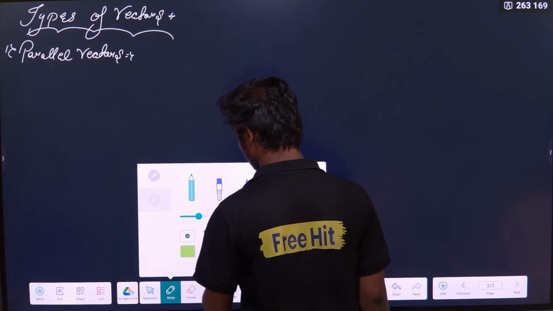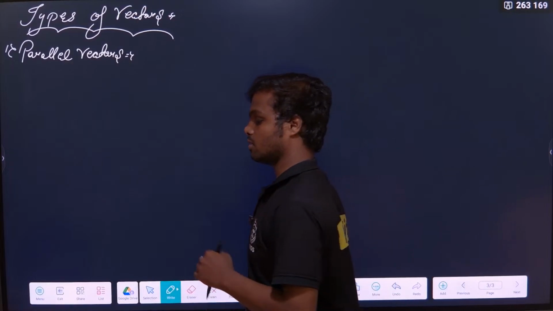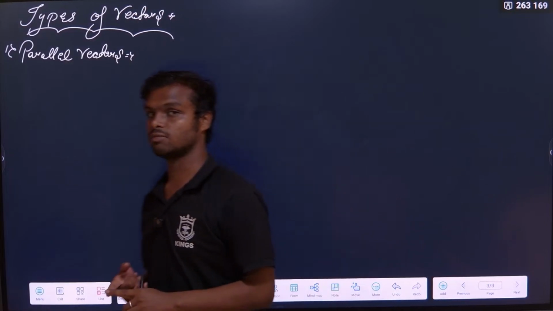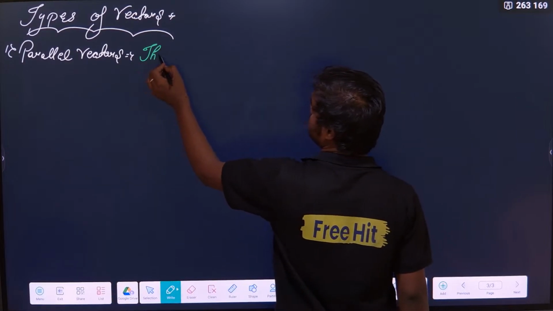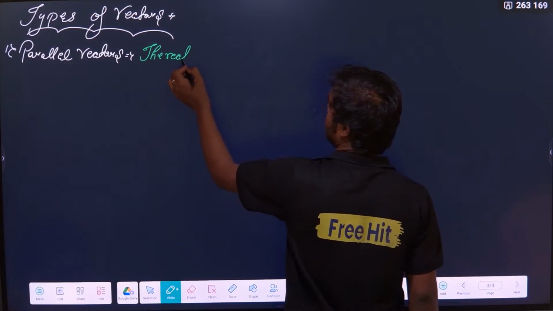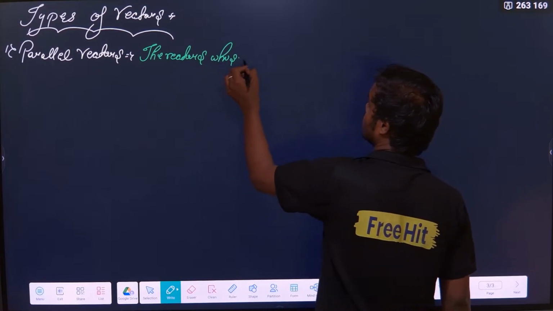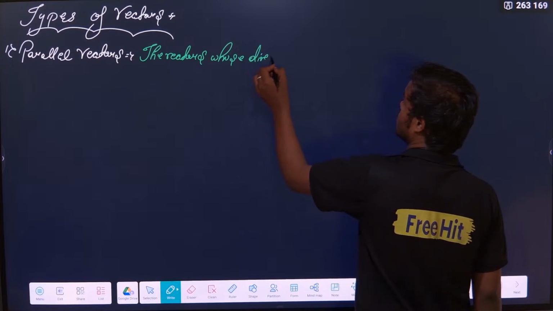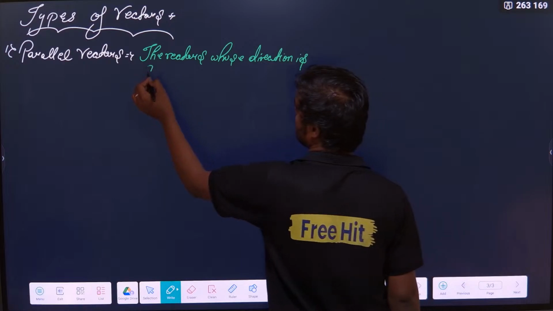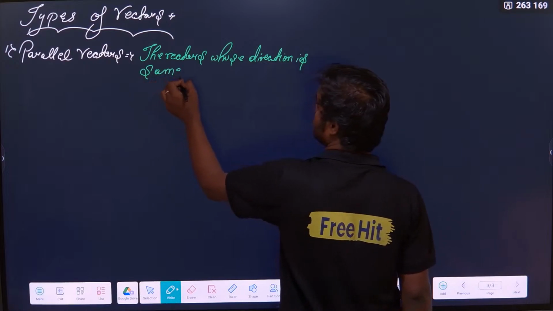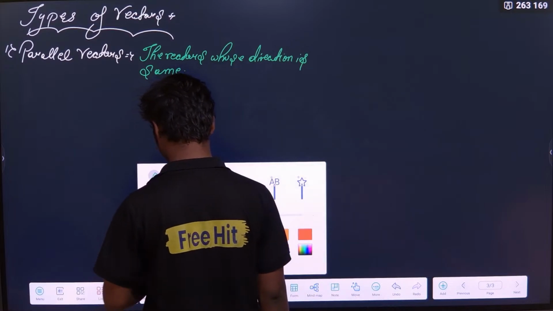Now what is a parallel vector? Parallel vectors are vectors having the same sense of direction, but their magnitude is not required to be the same, only their direction will be the same. The vectors whose direction is the same are called parallel vectors. Clear?